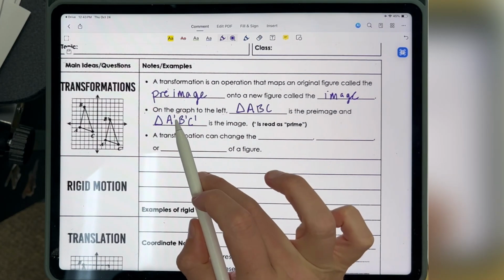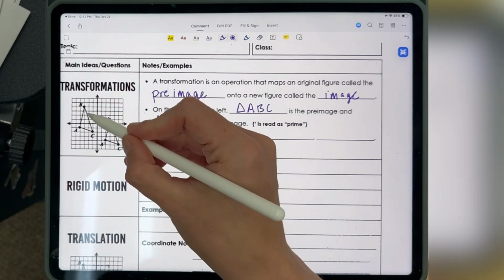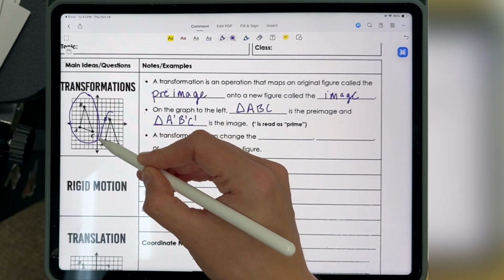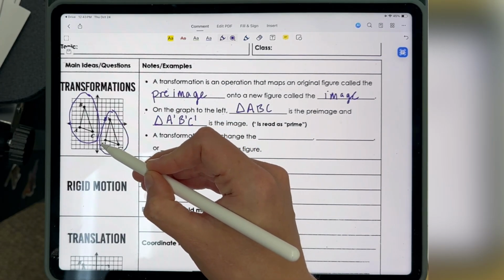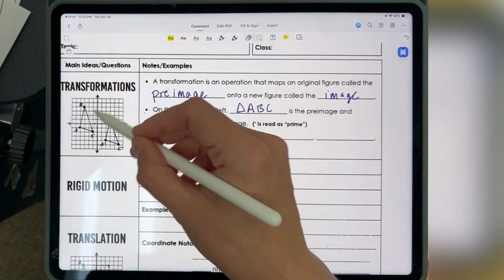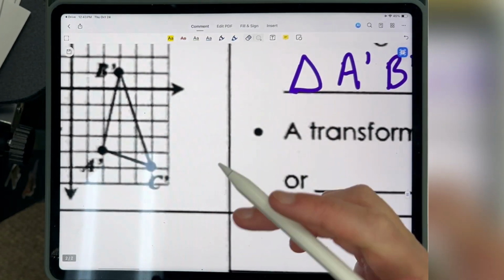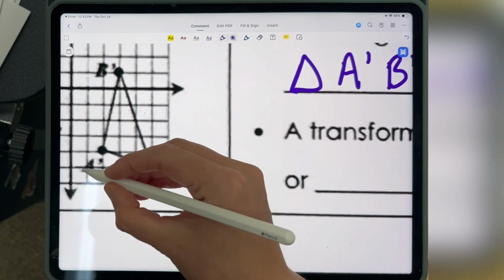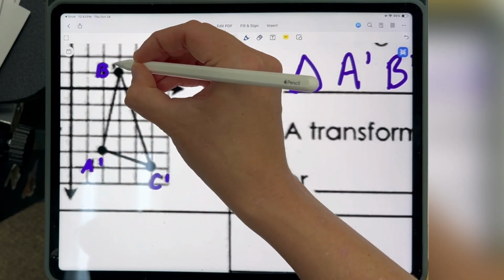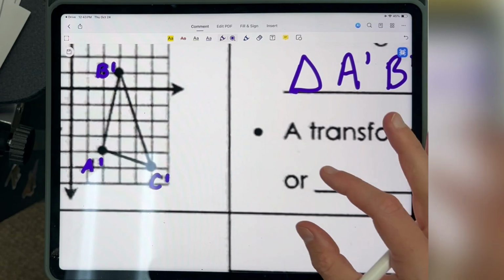So we are going to make one move. You can see this is the pre-image. This is the new image. It has A prime right here. It's kind of hard to see. Let me see if I can zoom in. On mine, I can zoom in. You can kind of see it better there. So here's the A prime, here's C prime, here's B prime.